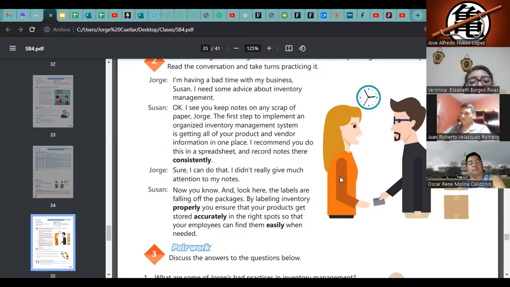Now you know. And look here, the labels are falling off the packages. By labeling inventory properly, you ensure that your products get stored accurately in the right spots so that your employees can find them easily when needed. Do you have any pronunciation question?